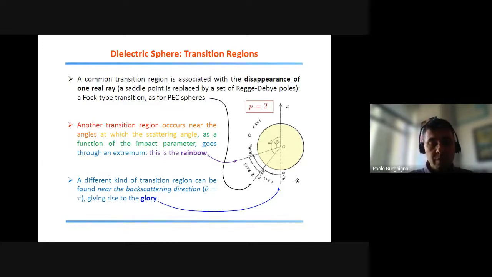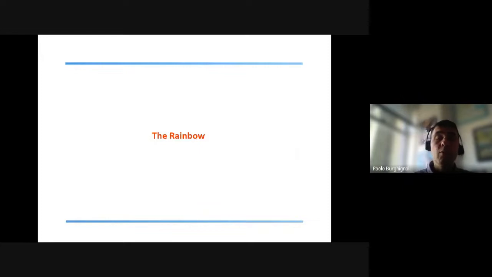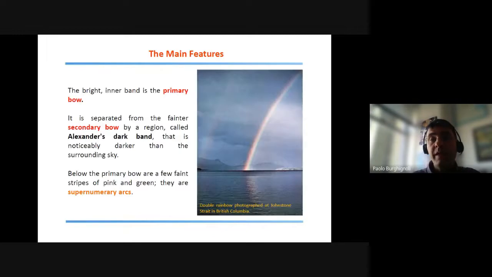So in the last part of this talk, I will address in a more qualitative, descriptive way, these two beautiful optical phenomena, that is the rainbow first, and then the optical glory. And let me start with the rainbow.